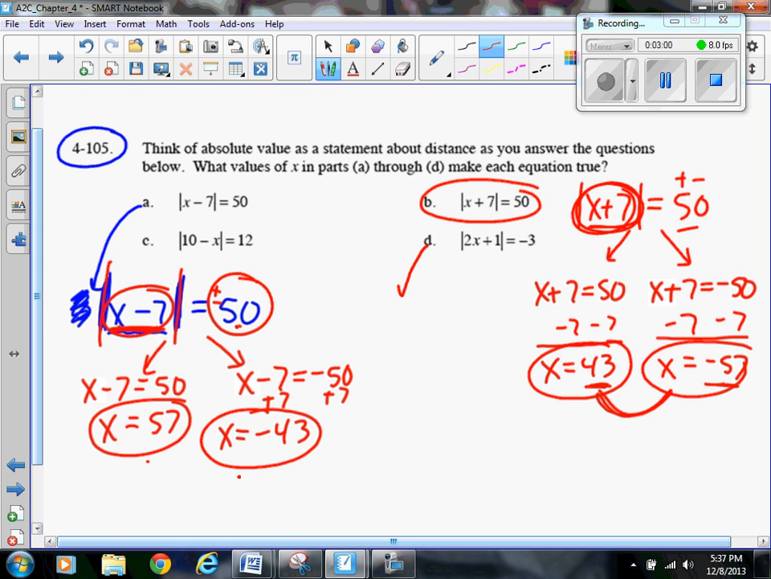The only strange one is D. Notice how the absolute value has to equal a negative number. That's not possible. You cannot take an absolute value of anything and get something negative. So if you have the absolute value all by itself and it's equal to a negative number, you know that answer doesn't exist. So that's 105.